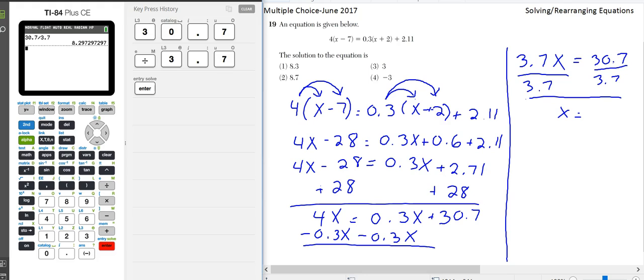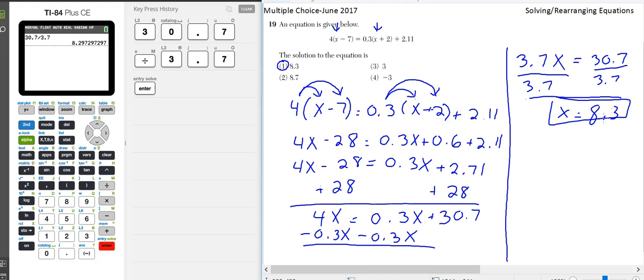Since we see that the answer choices are either whole numbers or they're rounded off to the nearest tenth, let's round it off to the nearest tenth. This is x is equal to 8.3, which is choice 1, which is the answer to the question. Now you can, of course, plug back in. Wherever you see an x, you can plug in 8.3 to make sure you got the correct answer. In this case, x is equal to 8.3, and it is the correct answer.